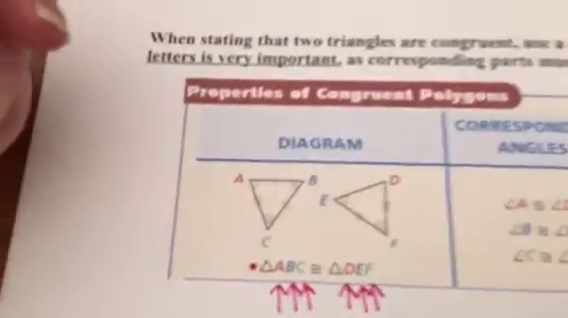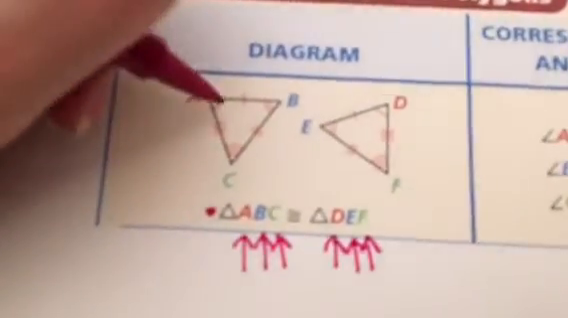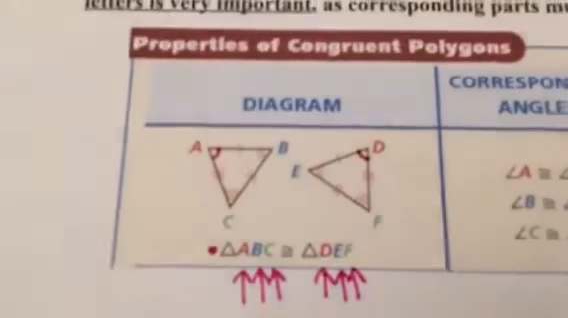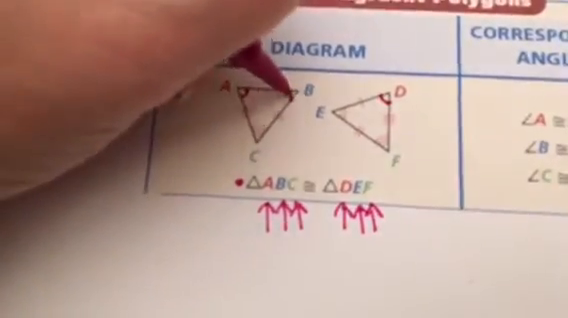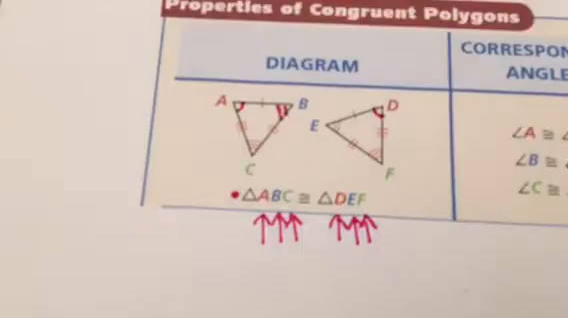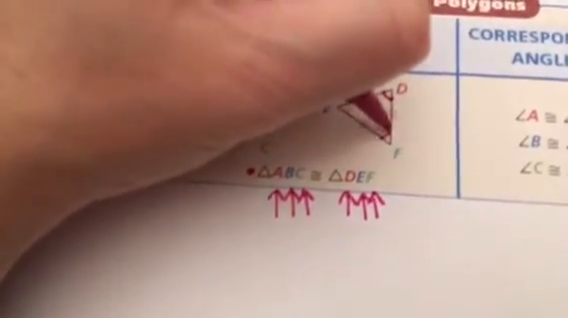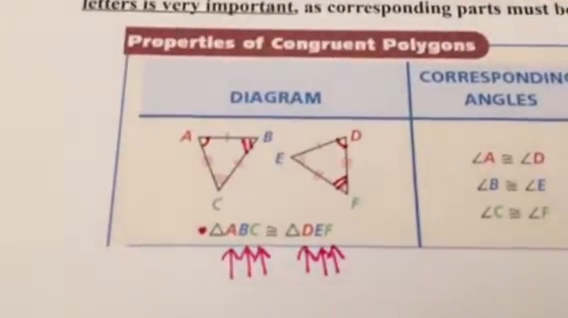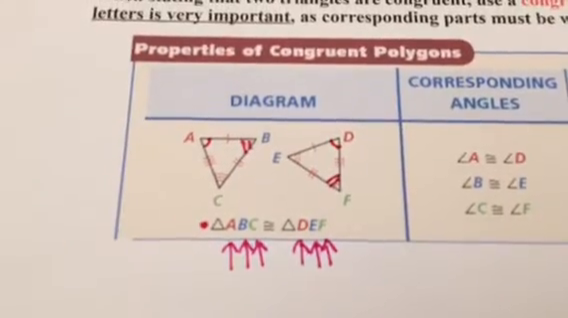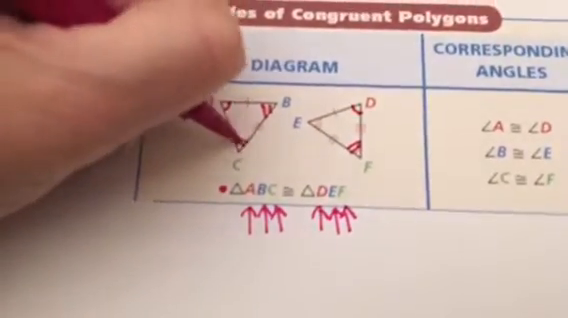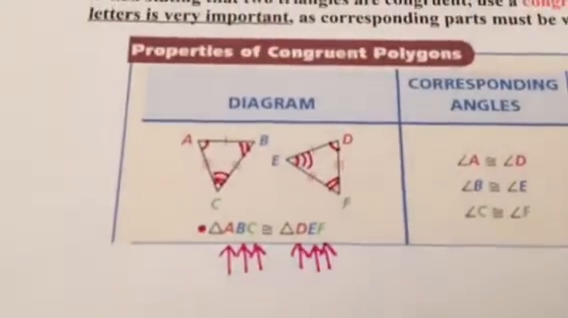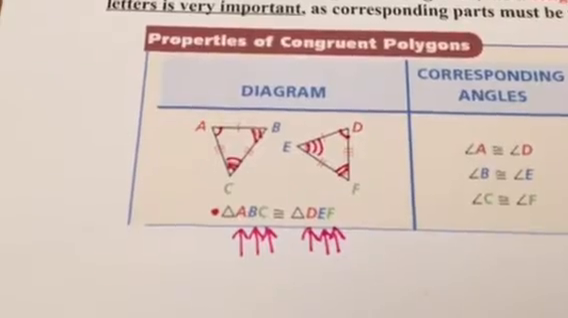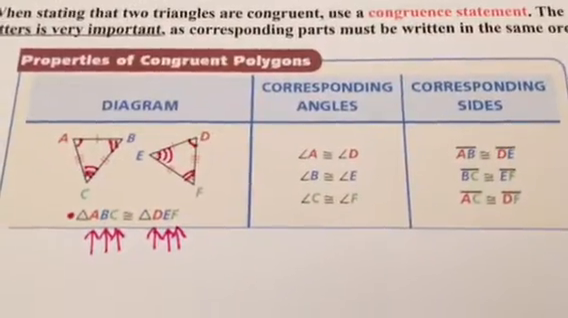You can also look at the marks here. So I can tell that there's 1 mark here, and there's 1 mark on angle D. That tells me that those 2 angles are congruent. There are 2 marks on angle B, and 2 marks on angle F, that tells me that those two angles, angle B and angle F, are congruent. And then there are 3 marks on angle C and 3 marks on angle E, and that tells me that those angles are congruent. The same goes for the sides.